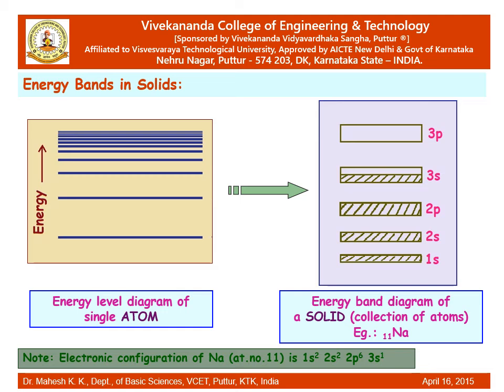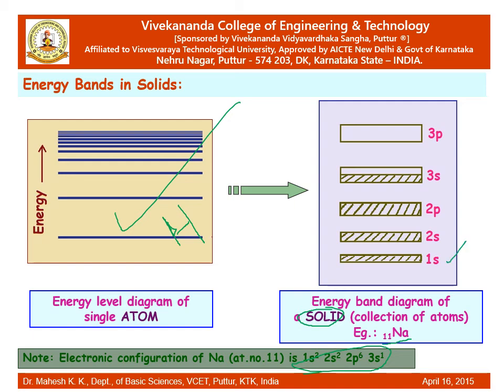Okay, so that was the explanation for a single atom, that is for the hydrogen. Now let us consider the solid. In a solid, let us consider a sodium solid. Sodium has 11 electrons, so you could write the electronic configuration as 1s2, 2s2, 2p6 and 3s1.